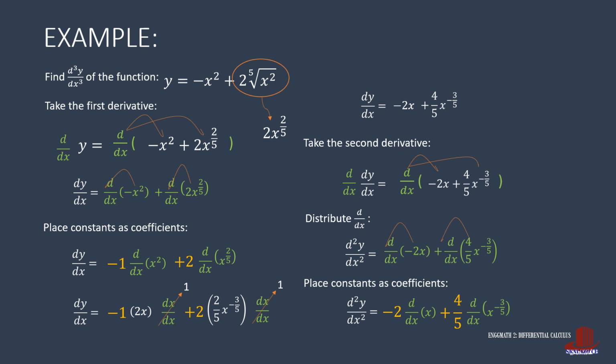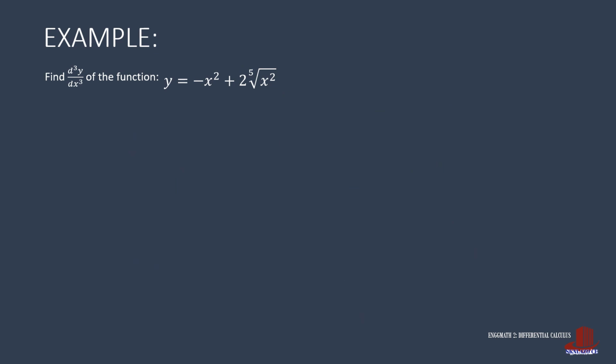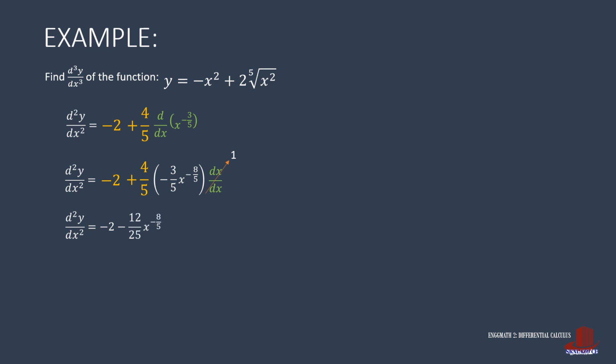From the first term, dx over dx can then be simplified into 1. Having simplified the first term, we continue working on the second. The second derivative then is negative 2 plus 4/5 of the derivative of x raised to negative 3/5. That is negative 3/5 times x raised to negative 8/5. Then attach dx upon dx, which is then cancelled as 1. So the second derivative becomes negative 2 minus 12 upon 25 of x raised to negative 8/5.